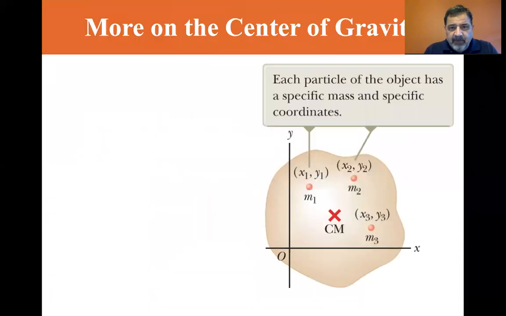Let's see. More on the center of gravity. That's where we left off last time. This is just a revisit of chapter 9. We talked about the center of gravity, and you can imagine that you have all these different masses. This big mass is made up of all these different masses, M1, M2, and M3. The mass M1 is located at X1, Y1, M2 is located at X2, Y2, and M3 is located at X3, Y3.